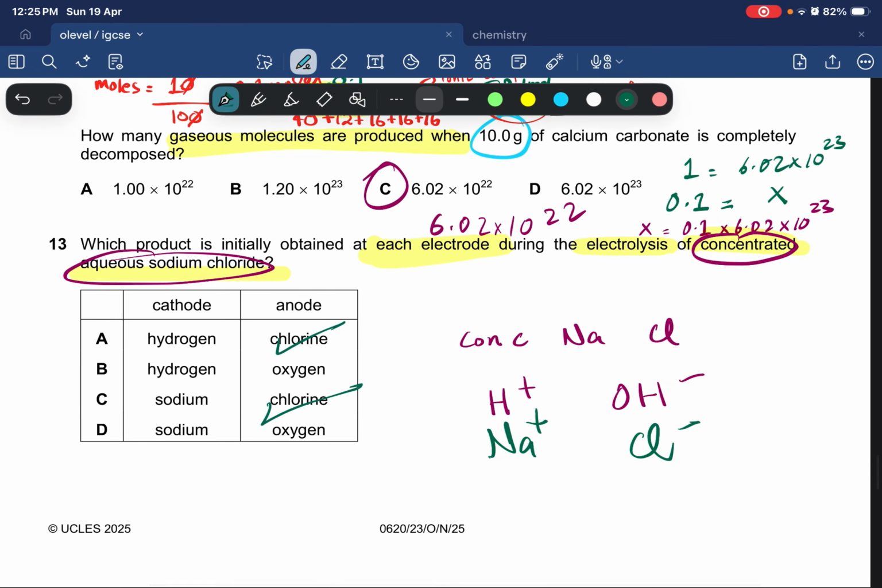Chlorine at the anode. At the cathode, what are we going to form? At the cathode, we are going to form hydrogen. Why? Because sodium is above hydrogen in the reactivity series. And what do we form? We always form the things that are below in the reactivity series. So over here, we're going to form hydrogen.